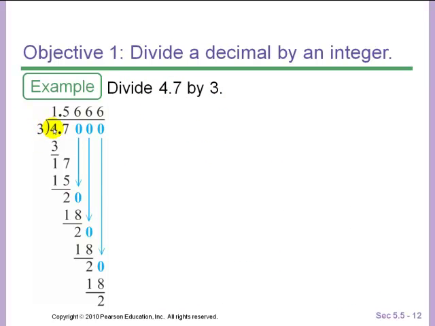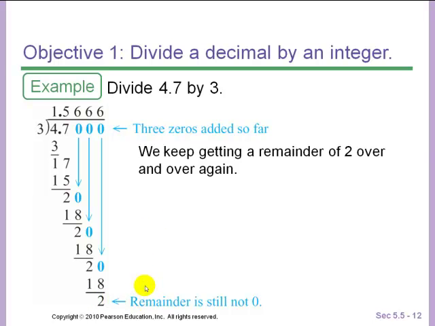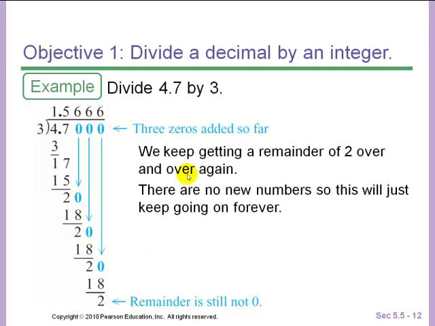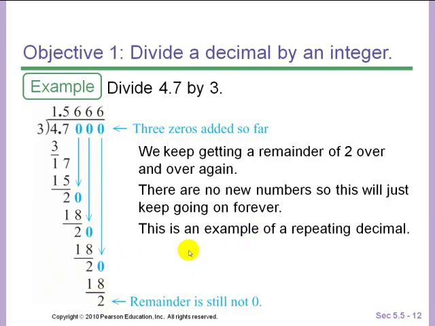Notice, as we did this, we had to fill in zeros, and we keep getting 20 minus 18, 20 minus 18, 20 minus 18, and no matter how many times we add a 0, we're going to keep getting a remainder of 2. We've added 3 zeros so far, but we still don't have a remainder of 0. No matter what happens, we're going to keep getting that remainder of 2 over and over again. That's because there's no new numbers. We're going to keep bringing down the 0, we're going to keep subtracting, we're going to keep getting 2, and it will never end. This is an example of a repeating decimal.